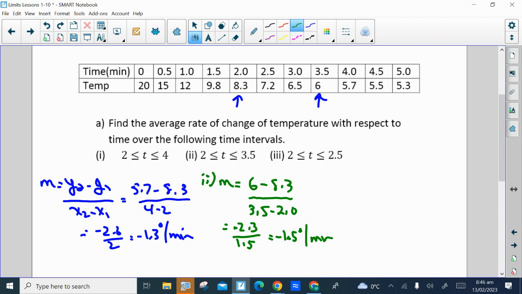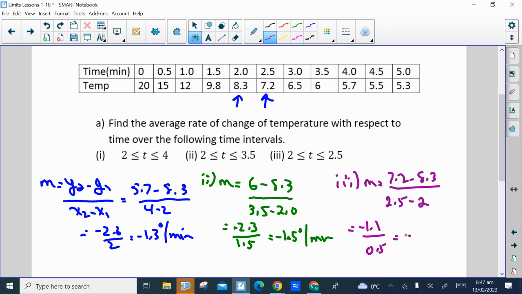A little bit different than it was for interval number 1. And then finally, part 3, if we want to find the average rate between 2 and 2.5 seconds, so again, we'll move this arrow over here, and y2 minus y1 will be the difference in the temperatures, 7.2 minus 8.3 over x2 minus x1, which is the difference in the times. So that'll be negative 1.1 over 0.5, which is negative 2.2 degrees per minute.